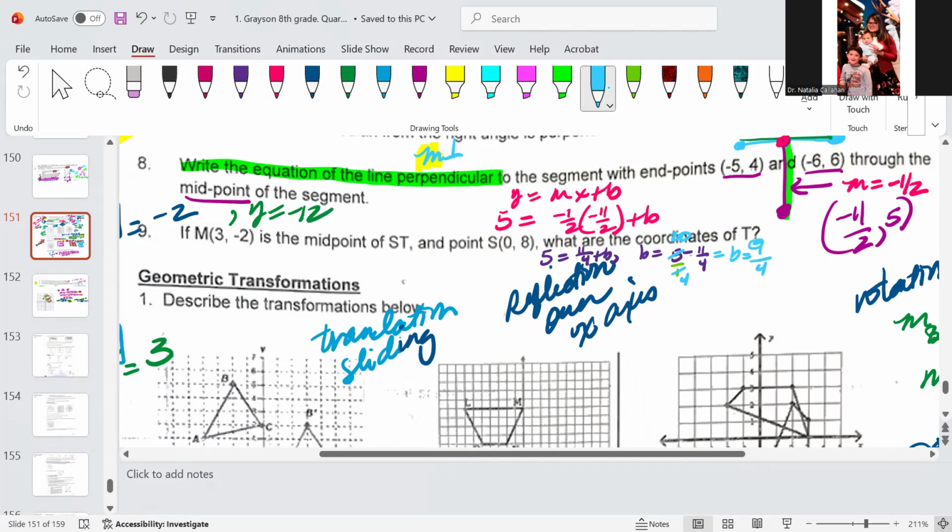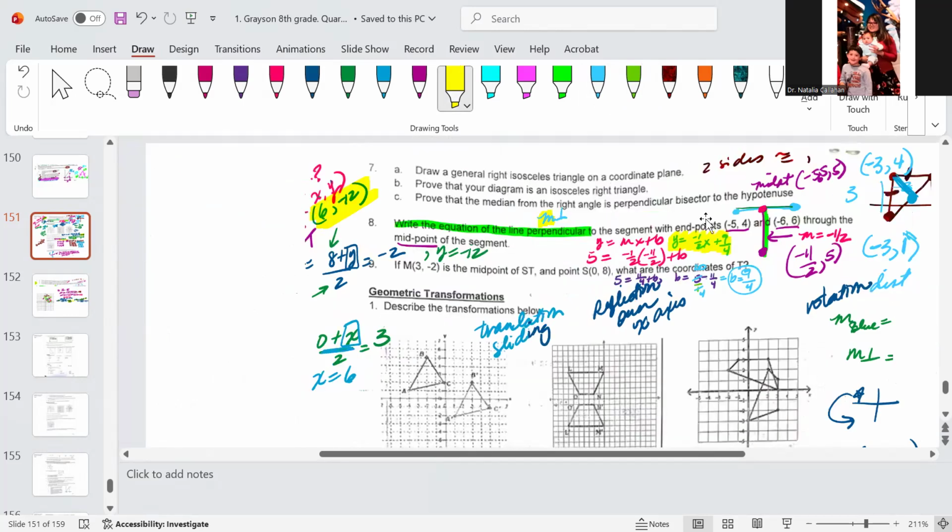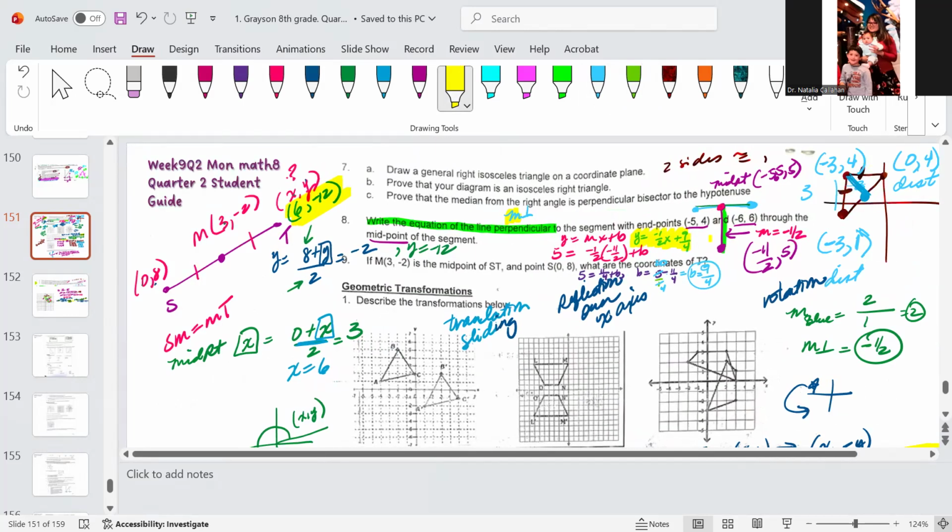Do you see that? So now that you have that, here's your equation. y is equal to negative 1 over 2 x plus 9 over 4. That is your answer. That is this purple line. That's the equation of that purple line, which is perpendicular to the blue line with the two endpoints. Do you see that? Okay, so let's go back to my other question.